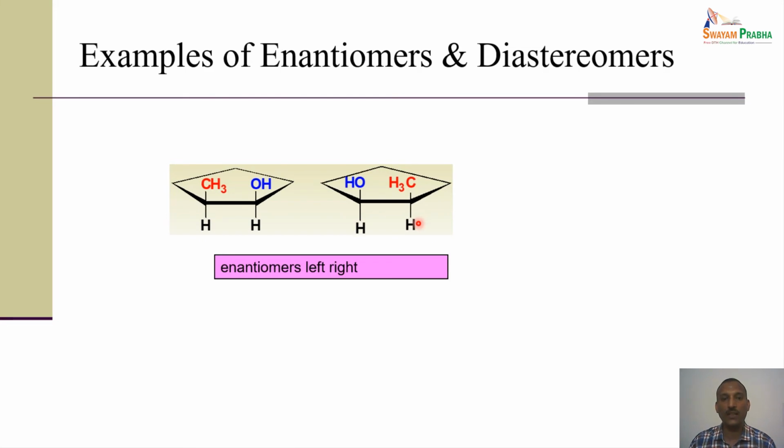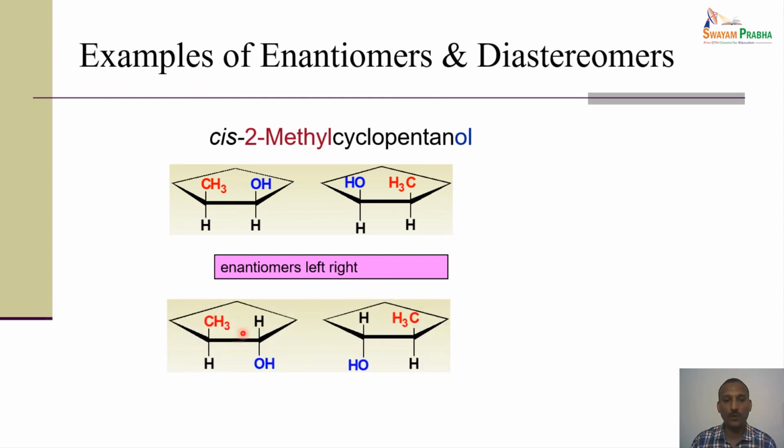Here again, in a cyclic system, we are looking at enantiomers and diastereomers. These two are exact mirror images. If I put a mirror plane in between these two compounds, this is exactly the mirror image of the other one. So these two are called enantiomers. The compound name is cis-2-methyl cyclopentanol. And I also have another compound shown here. Here again, these two are exactly the mirror image of each other. So this is also another set of enantiomers.